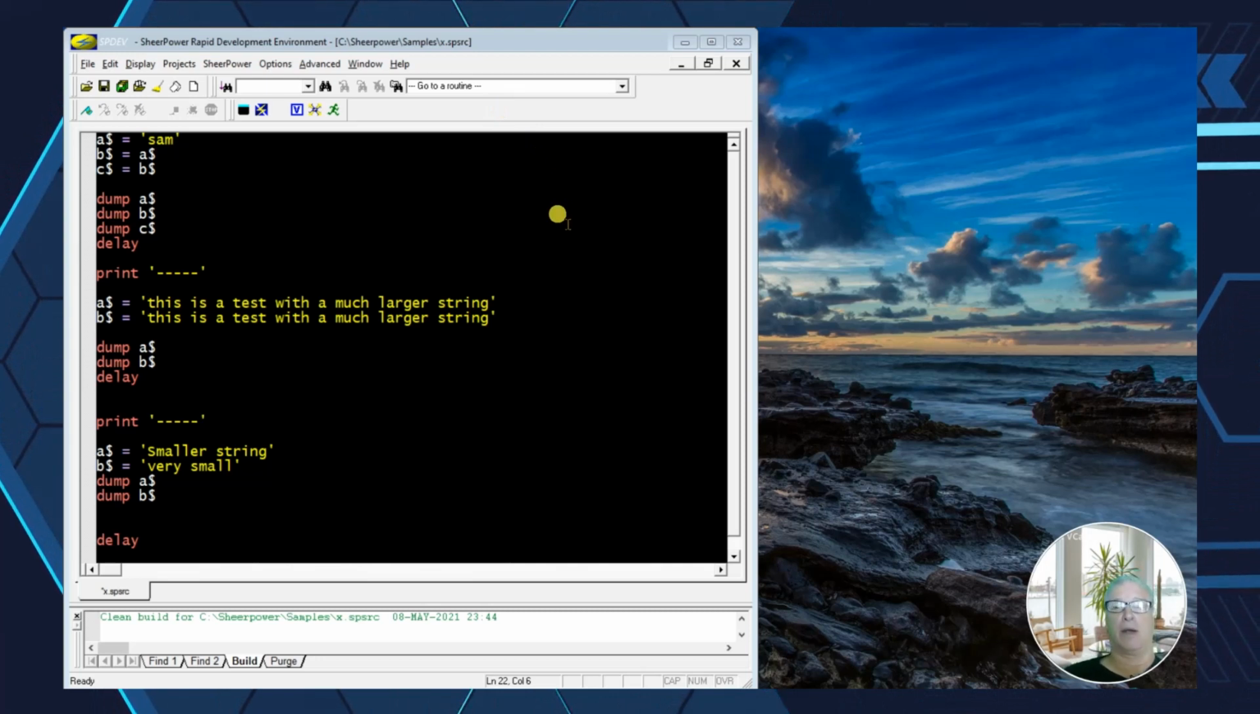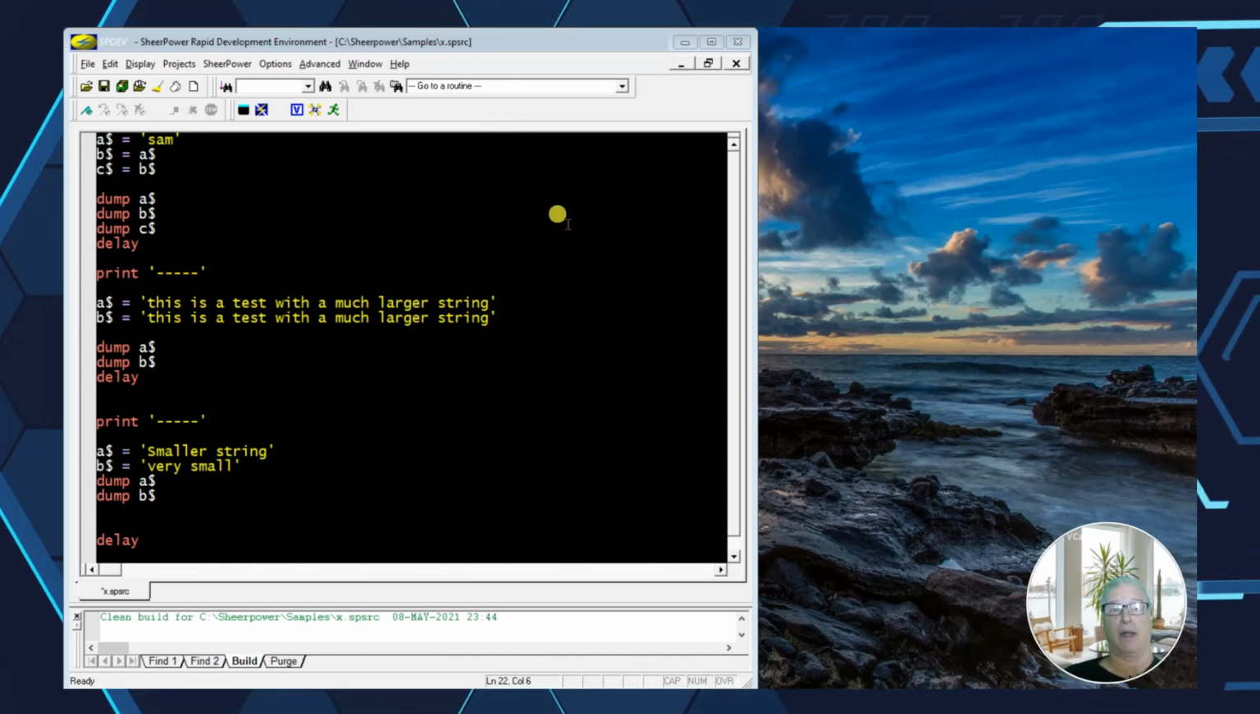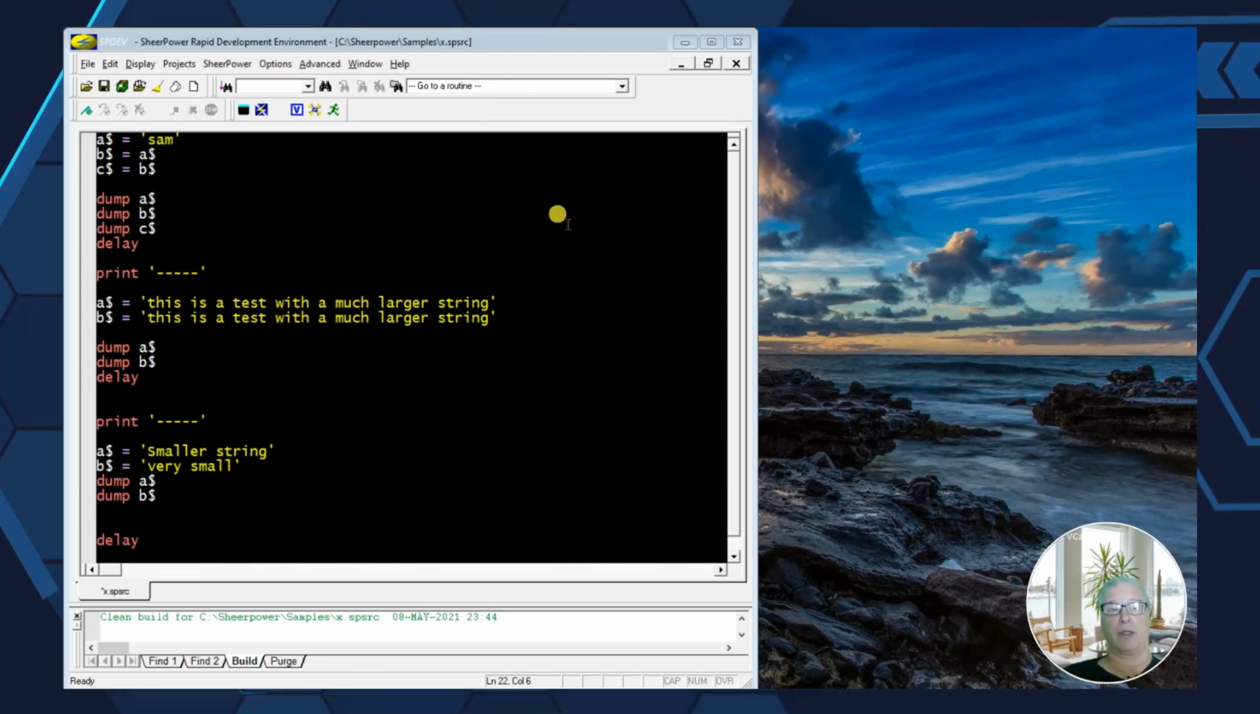This talk is about how Sheerpower deals with memory. And when I say memory, I'm talking about address space. I'm not talking about RAM, the random access memory that's on the circuit board in your computer. I'm not talking about that. I'm talking about address space.